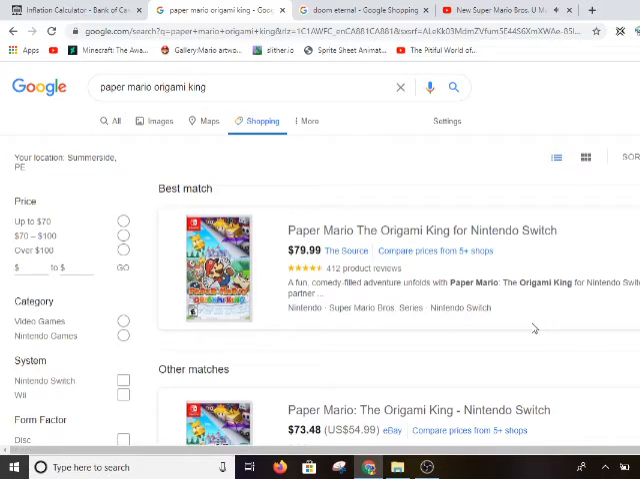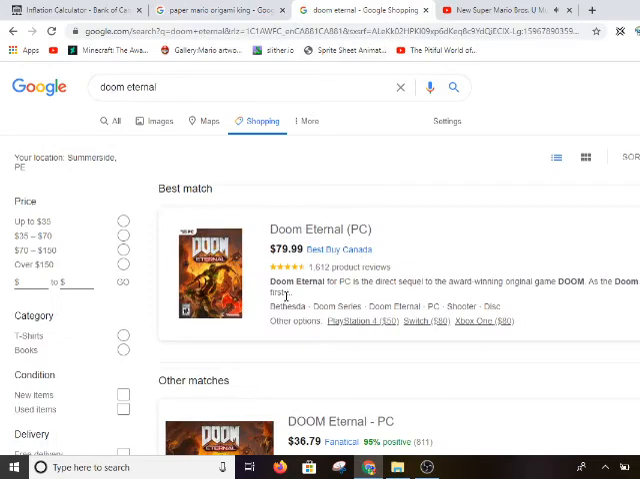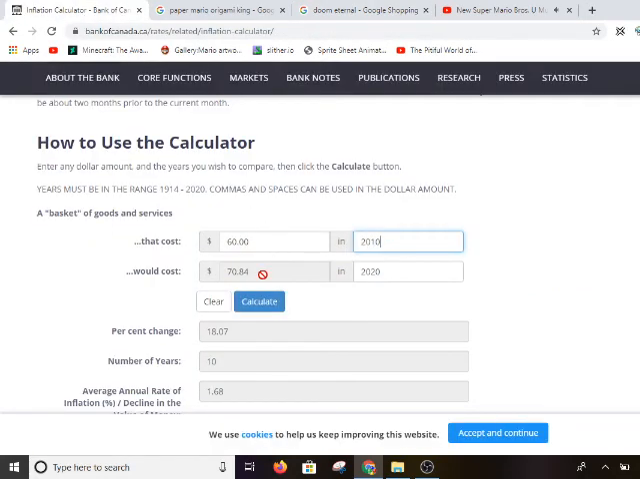So you might be thinking, oh, that's just a Nintendo game. They love to have high prices. Well, take a look at this. Doom Eternal. Also costing $80 plus tax. When the inflation says that it should only be $71. What's the deal?